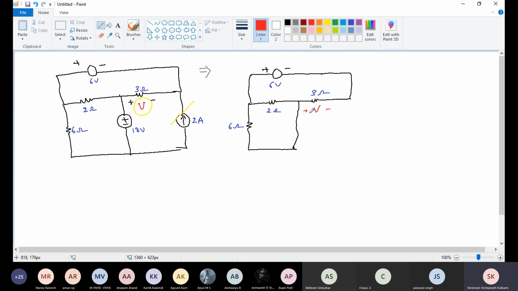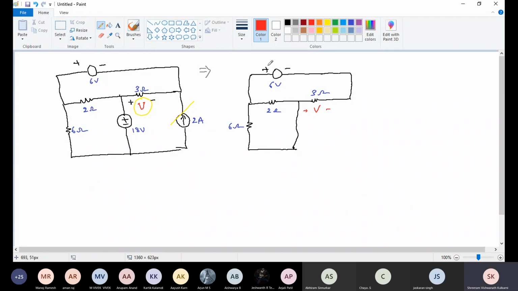Then last, add all the individual effects produced by individual sources to obtain the total current or voltage across the element. Here we need to find this voltage V across the 3 ohm resistor. Now I selected this 6 volt source, so I short circuited the others and open circuited the current source. Now I need to find the voltage across the 3 ohm or these elements.